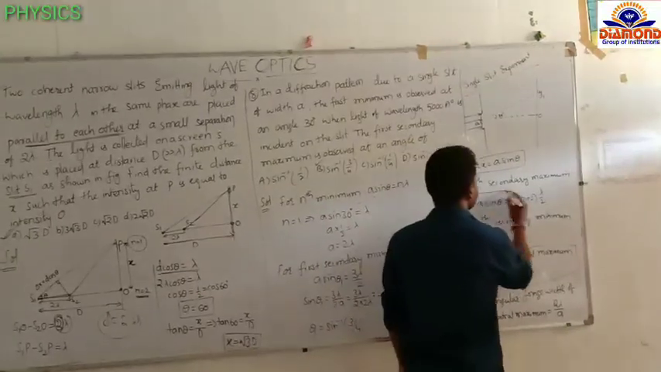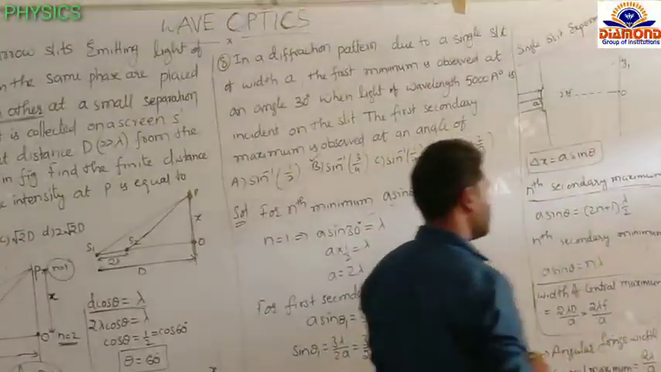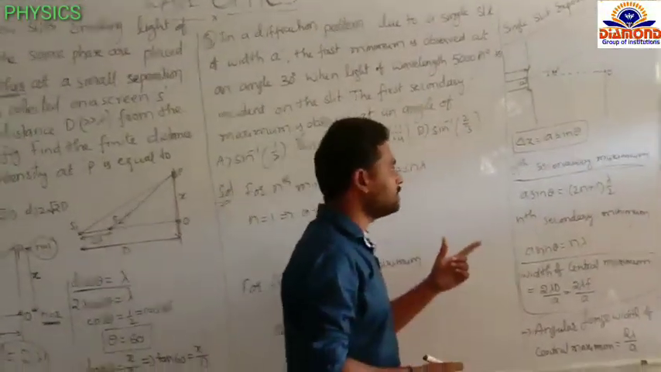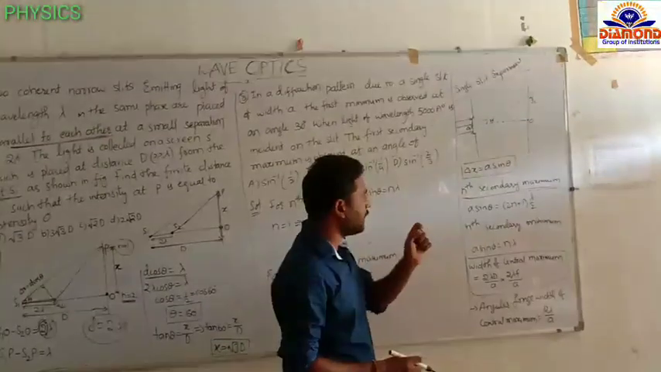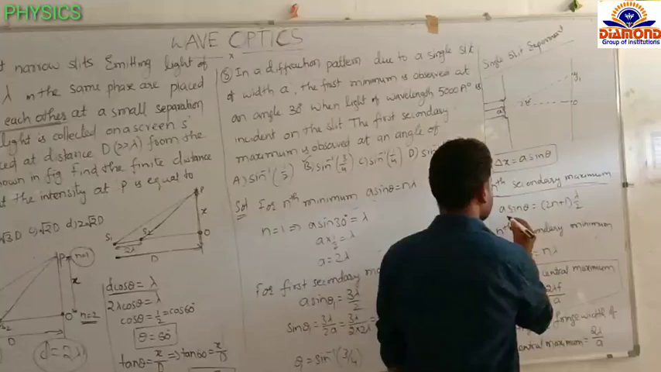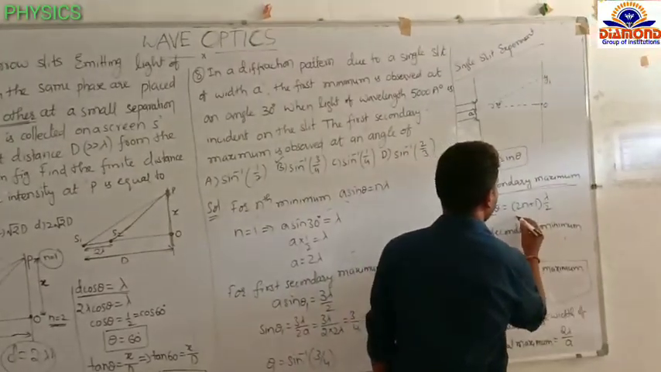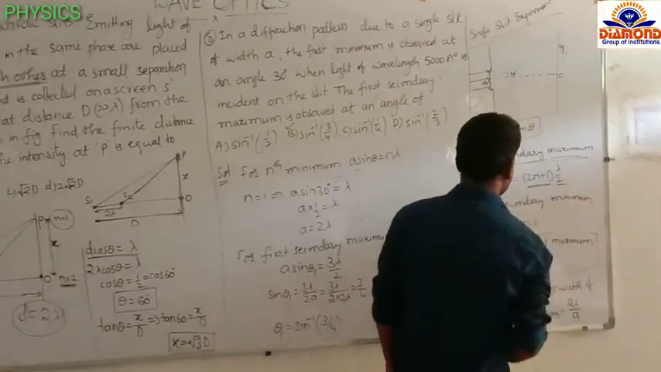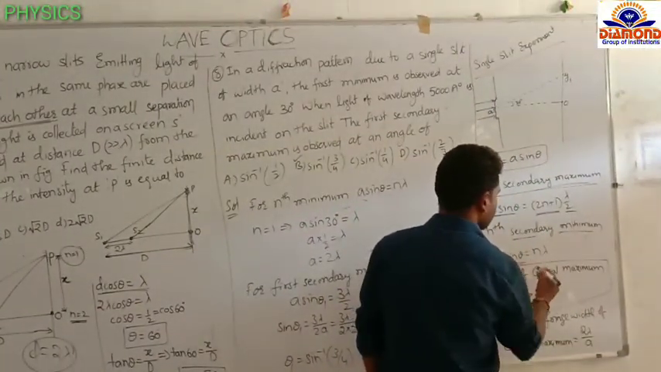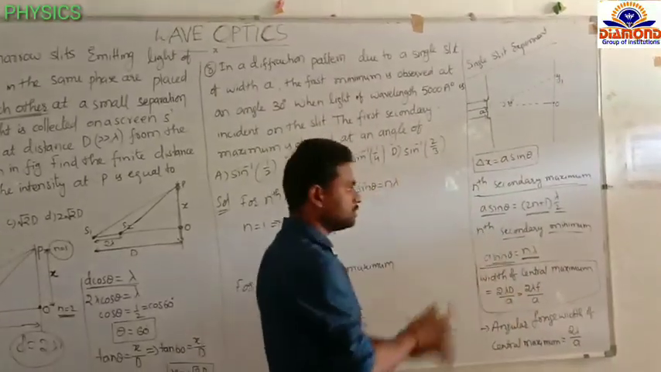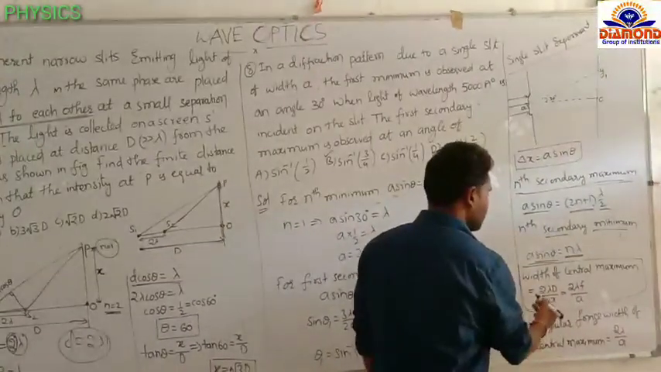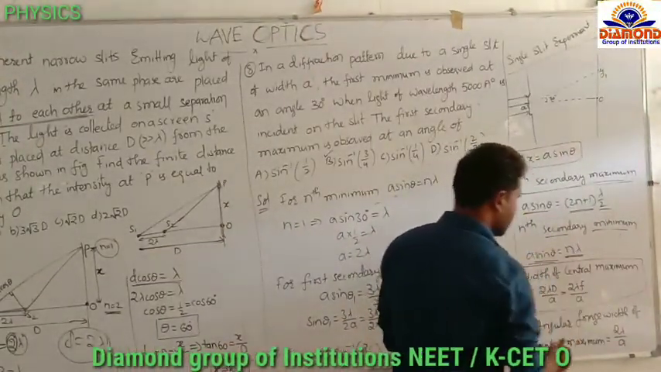Now for the nth secondary maxima, here we call them secondary maximas and secondary minimas. In YDSE, for maxima the path difference equal to n lambda. But here in the single slit experiment, for the secondary maximas the path difference equal to an odd multiple of lambda by 2, and for secondary minimas the path difference equal to an integer multiple of lambda. It is opposite to YDSE, Young's double slit experiment. And next, width of the central maxima, remember: 2 lambda d by a equal to 2 lambda f by a.